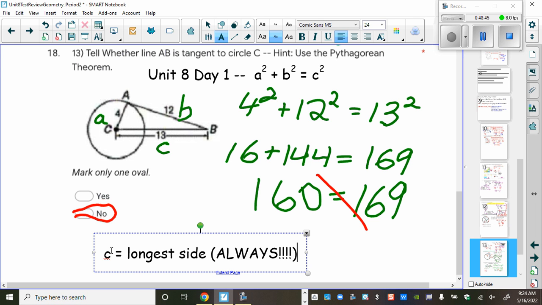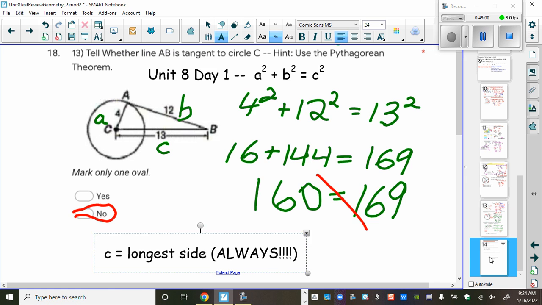Always. All right, questions on this problem? All right, the last three are going to be real quick and easy. We're almost done.